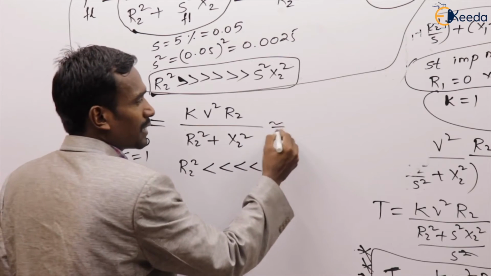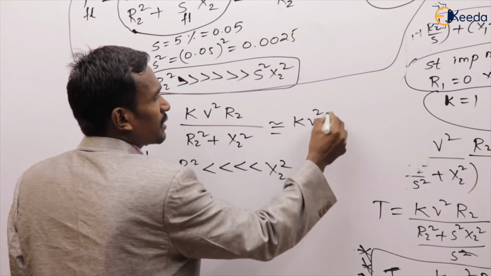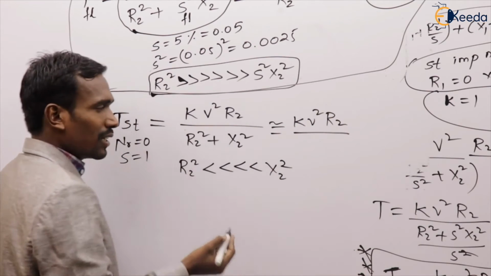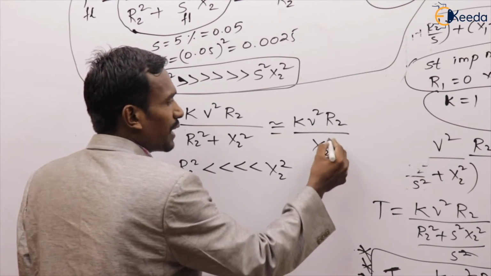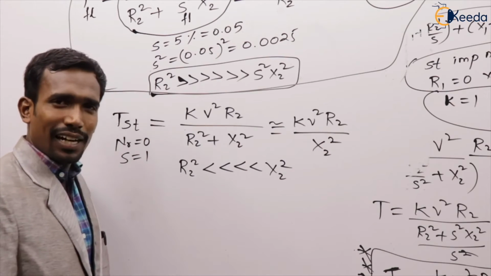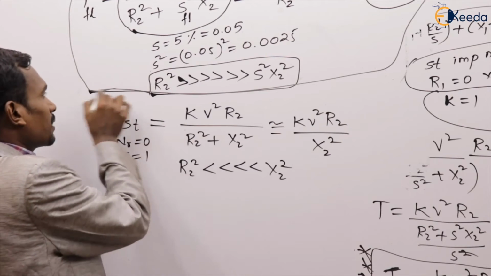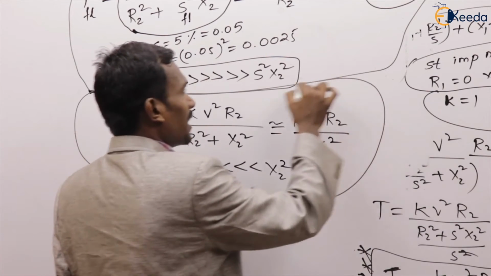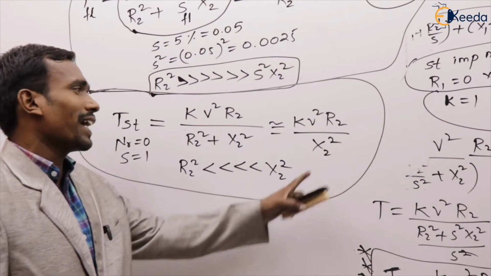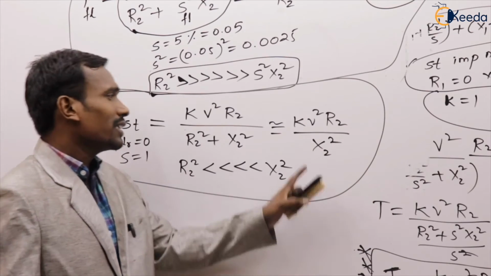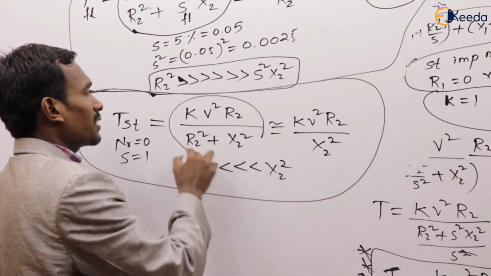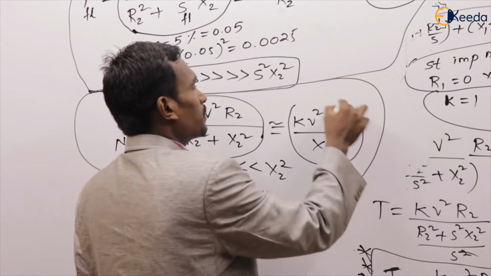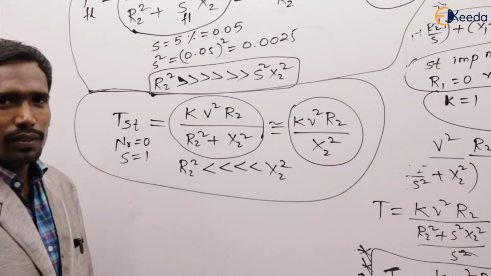The approximated value is equal to kV square into R2 by X2 square. Here R2 square is very, very less than X2 square, that's why R2 square is negligible. So finally our answer is kV square into R2 by X2 square. This is the starting torque equation. This is the exact starting torque equation and this is the approximated starting torque equation.